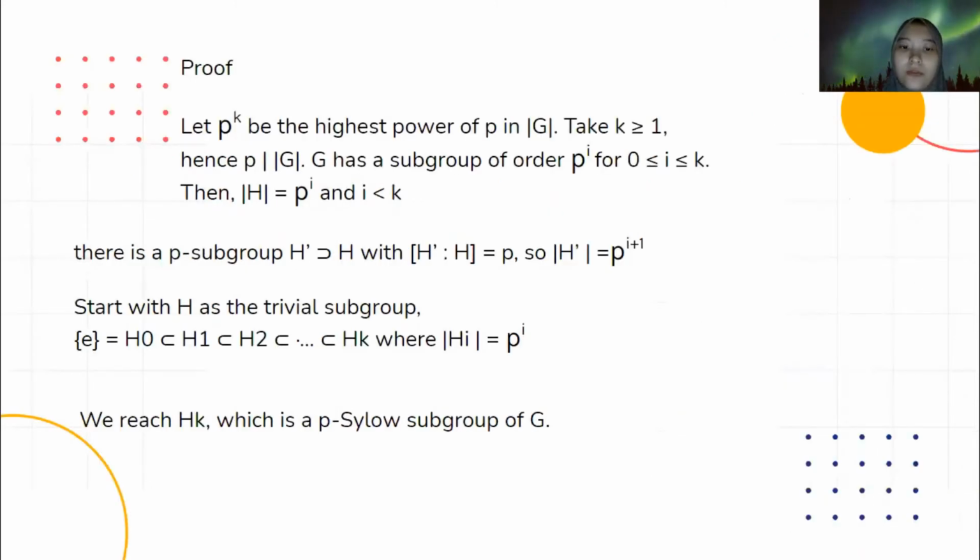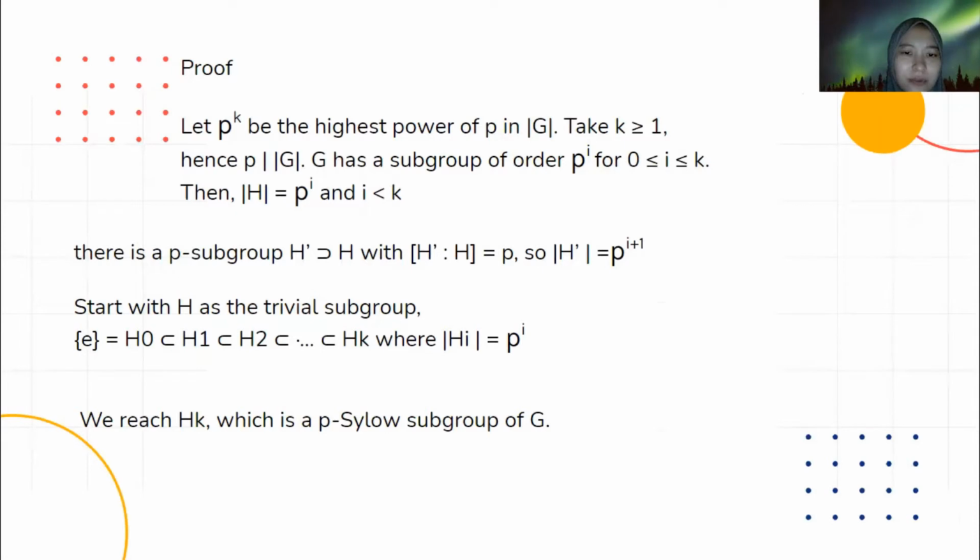So we will prove it. Let P to the power of K be the highest power of P dividing the order of G. The result is obvious if K is equal to 0, since the trivial subgroup is a P Sylow subgroup. So we can take K bigger than or equal to 1, hence P divides the order of G.